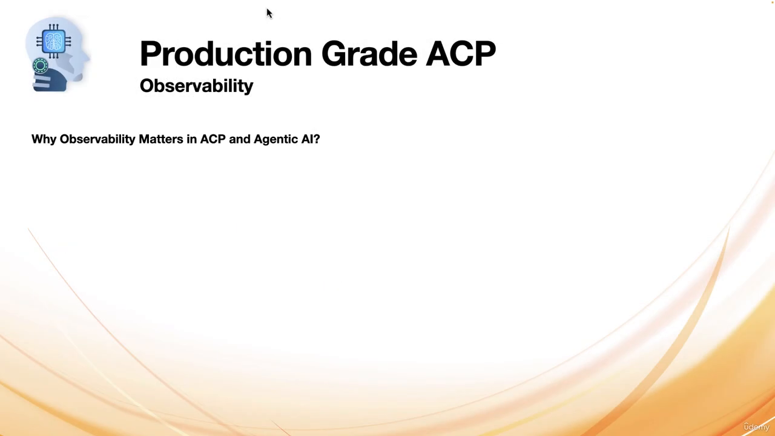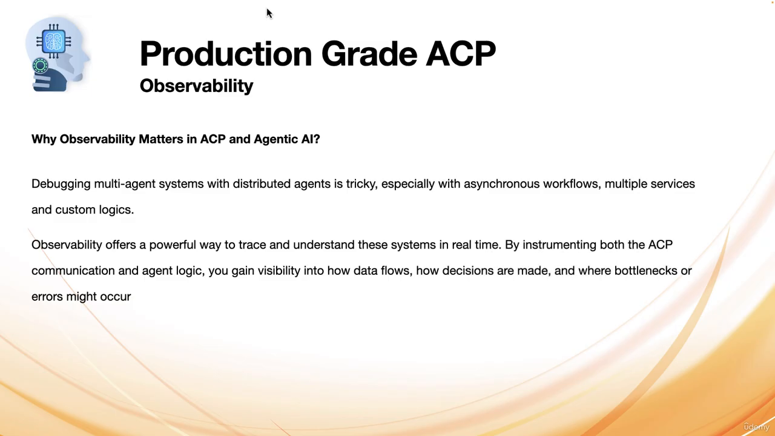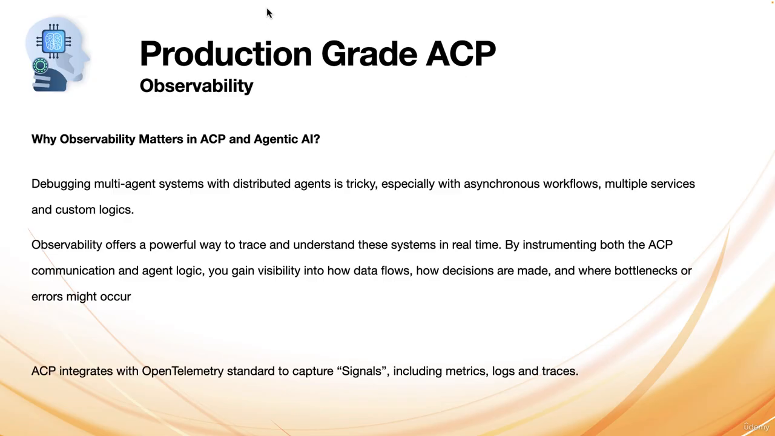Why observability matters in ACP and agentic AI? As I said, debugging multi-agent systems with distributed agents is tricky, especially with synchronous workflows, multiple services, and custom logics. Observability offers a powerful way to trace and understand these systems in real time. By instrumenting both the ACP communication and agentic logic which you write in your ACP agent, you gain visibility into how data flows, how decisions are made, and where the bottlenecks or errors might occur. ACP and ACP SDK integrate with OpenTelemetry standard to capture signals, including metrics, logs, and traces.